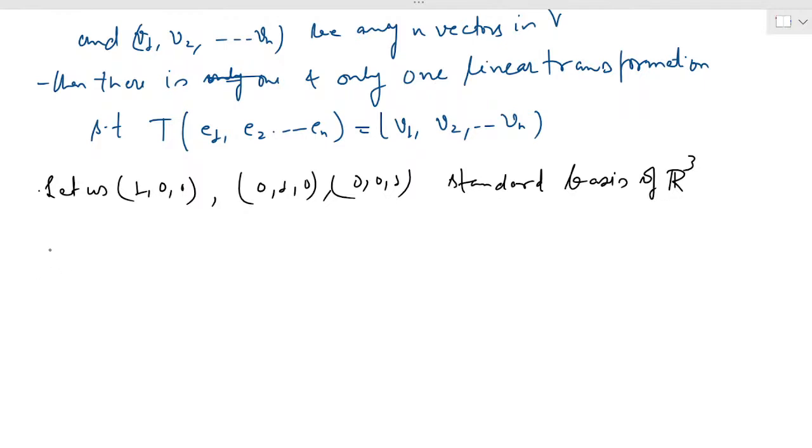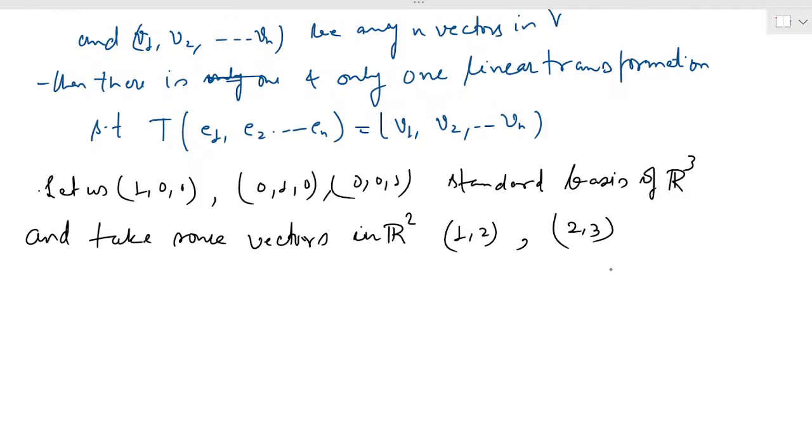And let us take some vectors in R square. I'll not write 3-dimensional, I'll write 2-dimensionally. Let us say take some vectors in R square, and let us say these vectors are (1, 2), (2, 3), and (3, 4). So these are vectors in R square, and these are the standard basis vectors of R cube.